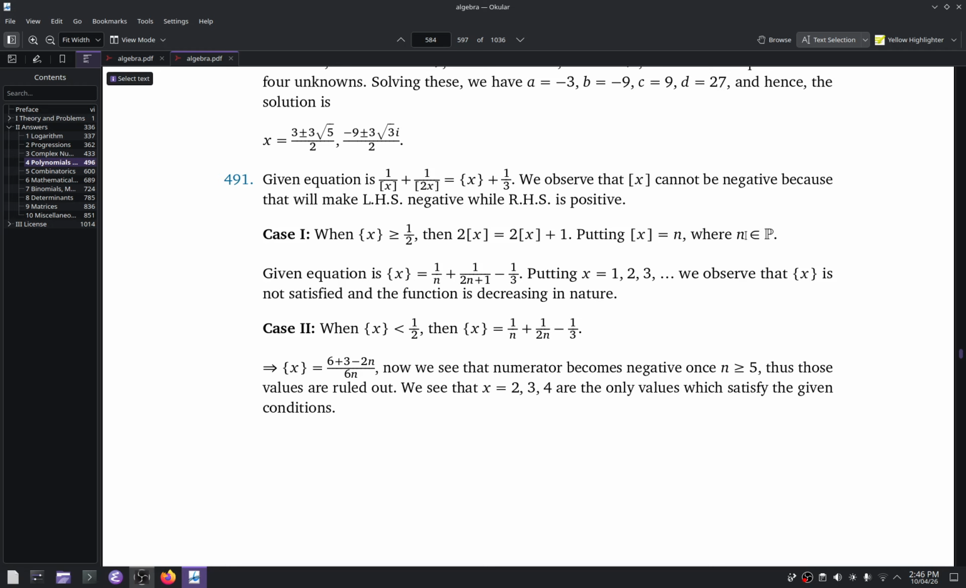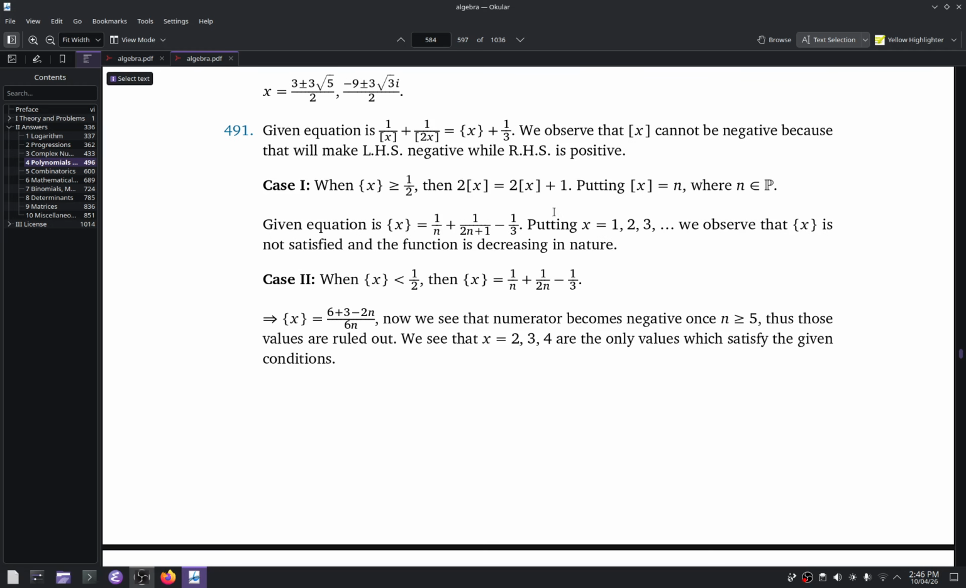So here n is in the set of positive numbers. Now we put integral part equal to n. So the equation becomes 1 by n plus 1 by 2n plus 1 minus 1 by 3. Now you put x equal to 1, 2, 3, it will never be satisfied and the function is decreasing in nature. So once it becomes negative, then it will never become positive. So it will not match with this.